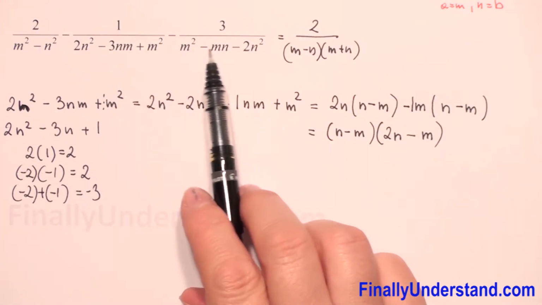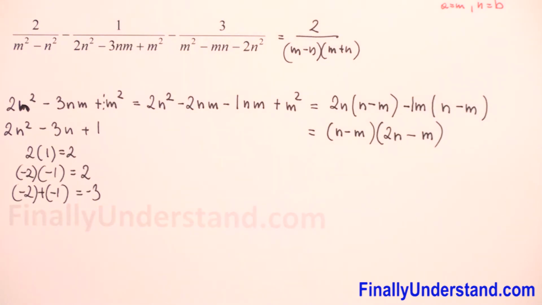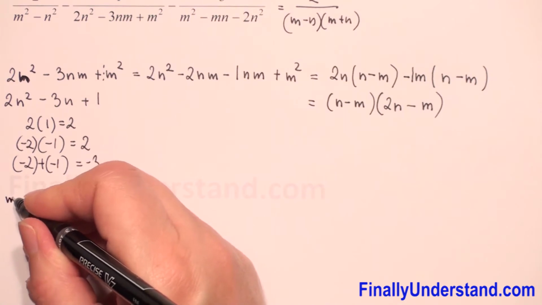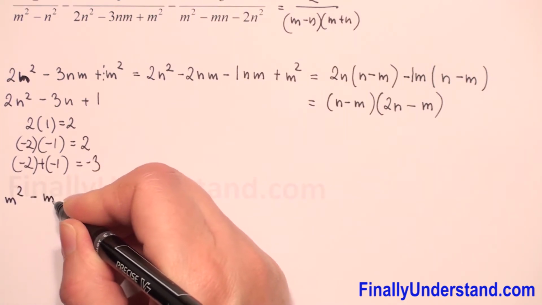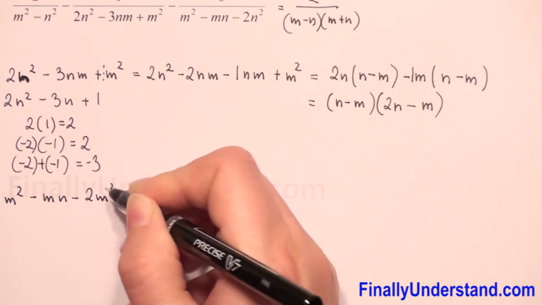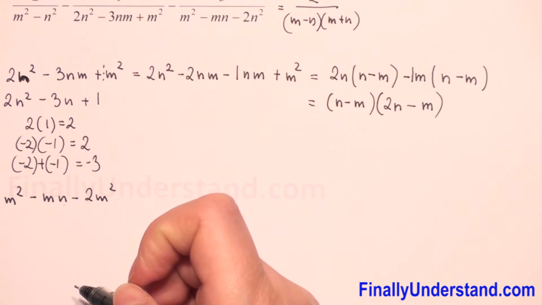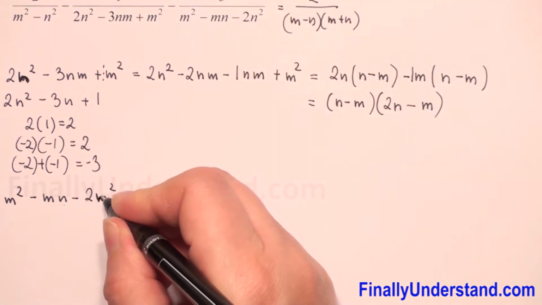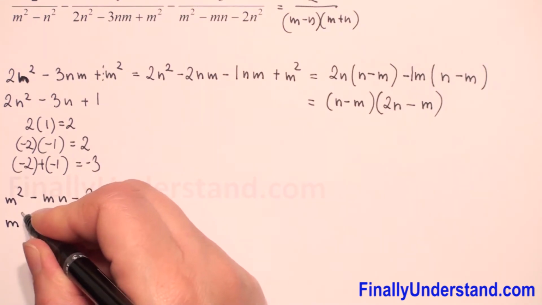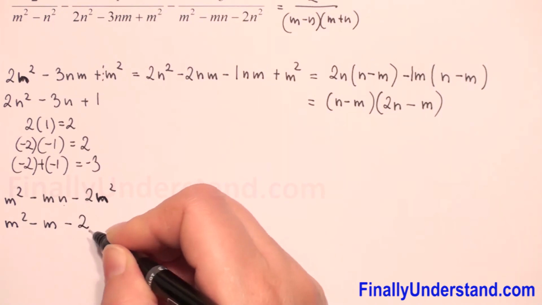We will try to do the same with the third denominator. So let me copy this denominator. We have m squared minus mn minus 2n squared. Let's forget about n for now. Of course, here is n squared. So we will have m squared minus m minus 2.